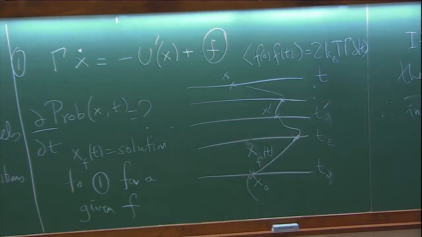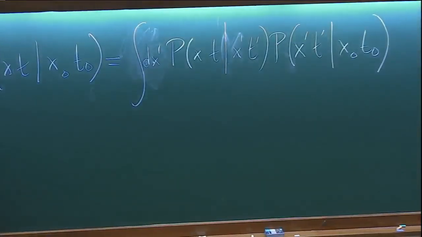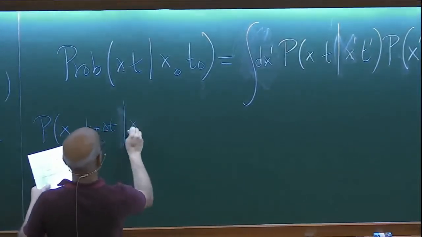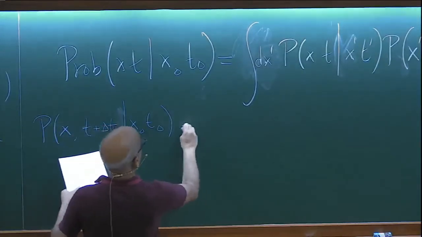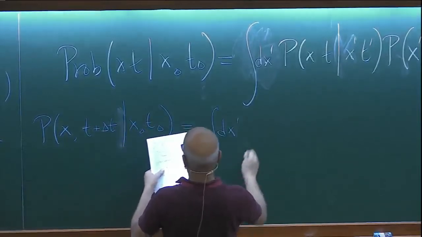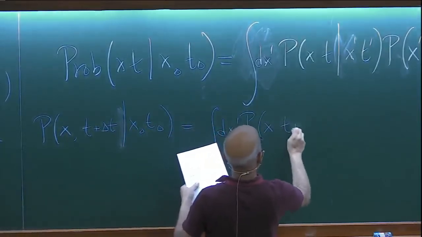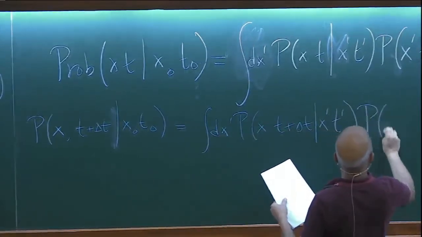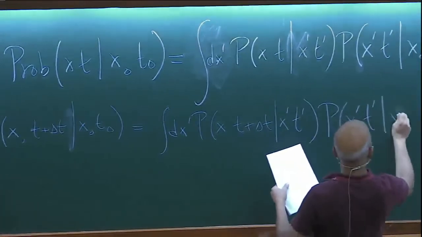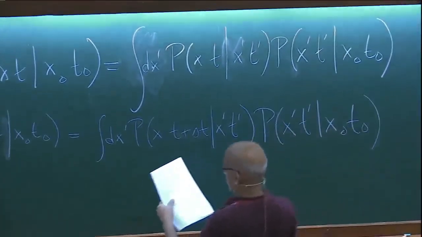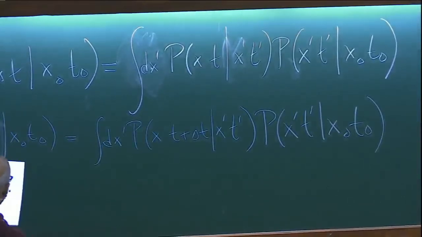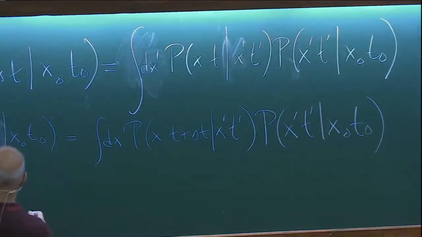So for that, I have to now write the probability of being at x at time t plus delta t, and then subtract those two, given x naught t naught. And that's going to be integral again over x prime. And now I will use, so let's just write this patiently.